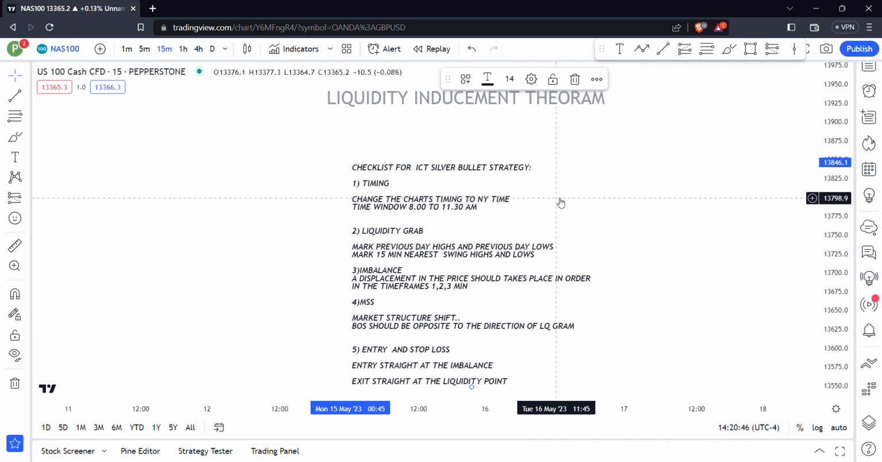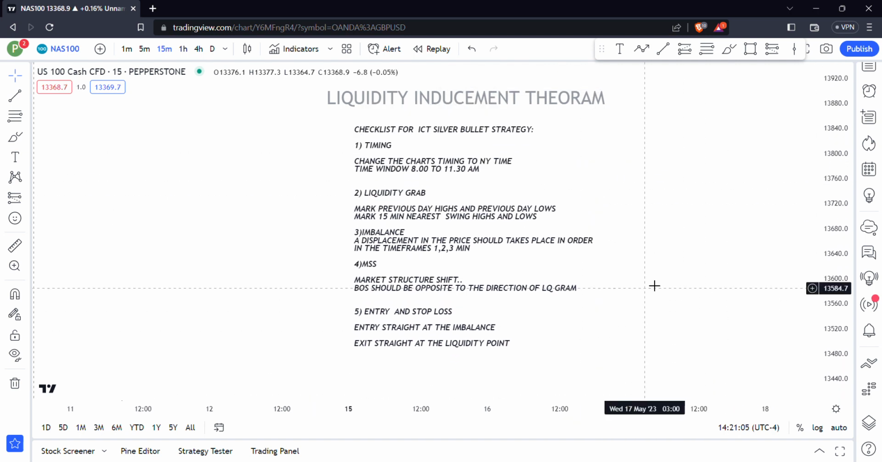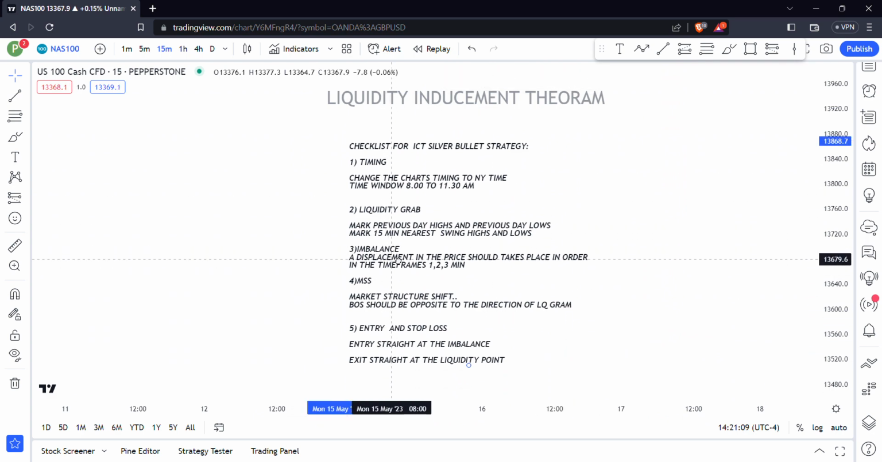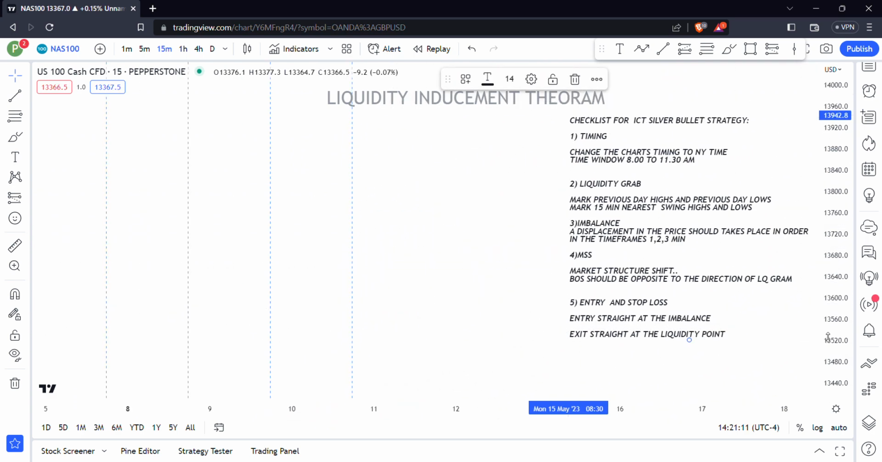I promise, and ICT also promised, not just me. ICT told that if you master this strategy, you can quit your job in 90 days. This is a very powerful strategy. I swear, if I had found this strategy 2 or 3 years back, I wouldn't have lost that much money in the market. It would have helped me a lot. So, straight to the video.